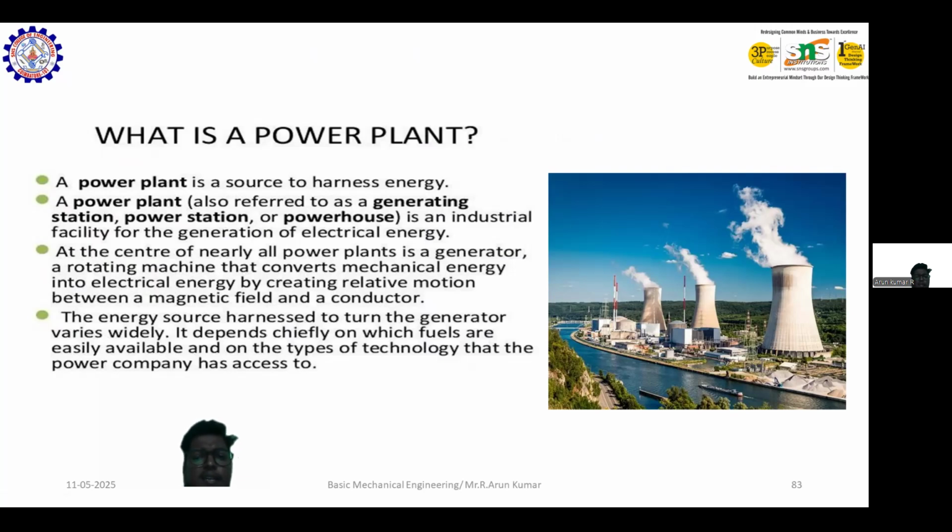At the center of every power plant, the generator is a rotating machine that converts mechanical energy into electric energy by the revolution of motion. So the rotational motion is converted into electrical energy. These are the main combinations where one type of energy is converted to another type without any energy losses. The energy source used to turn the generator varies widely, depending chiefly on the fuels easily available and the types of technology the power plant has access to.